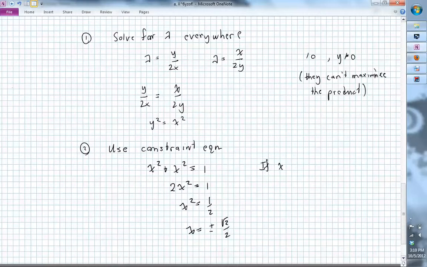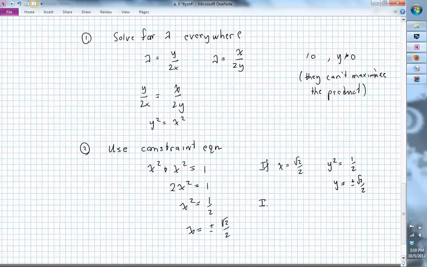If x equals root 2 over 2, what's y? Then y squared is equal to what? 1/2. And y is equal to plus or minus root 2 over 2. Okay, so I just want to be really careful about this process because corresponding to this solution, there are 2 y values. So I'm going to get 2 candidates from that one solution.